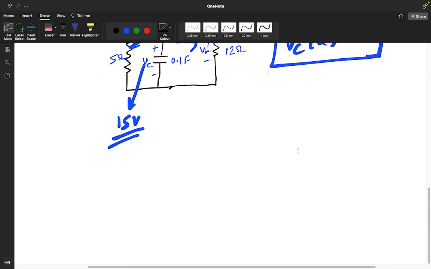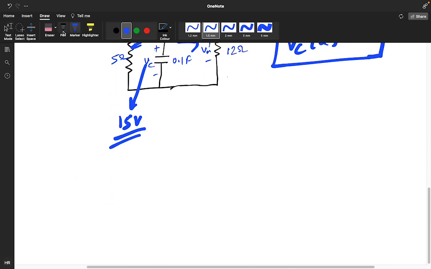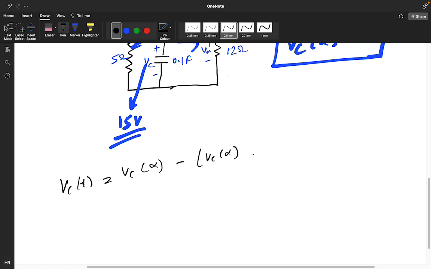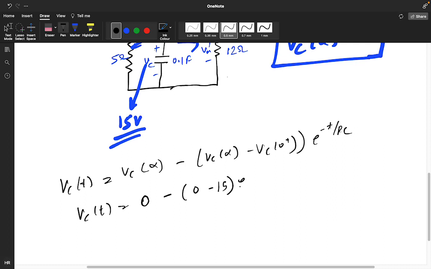Now you know all the values, so you get the equation of VC of t. VC infinite minus, VC infinite minus VC of 0 plus, into e power minus t by RC. So VC of t is 0 minus, 0 minus VC of 0 plus, which is 15, e power minus t by RC. The R value we got is 4. So VC of t is 15 e power minus t by RC.